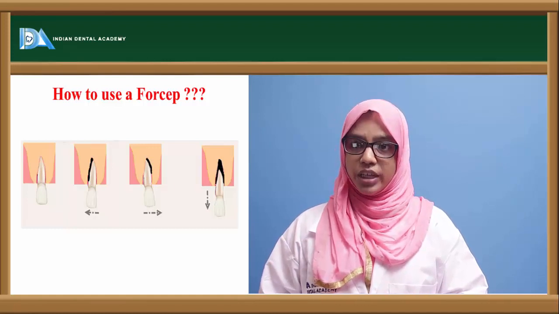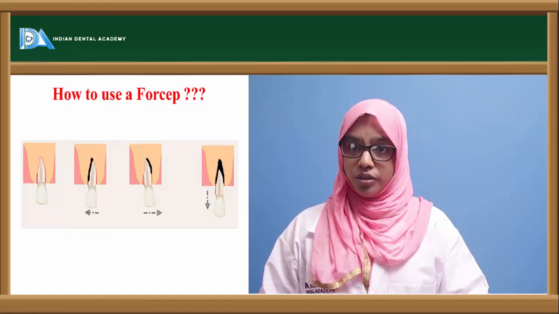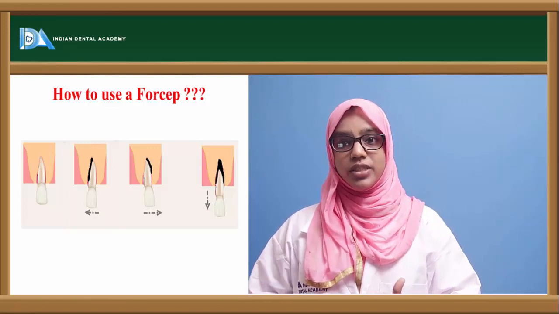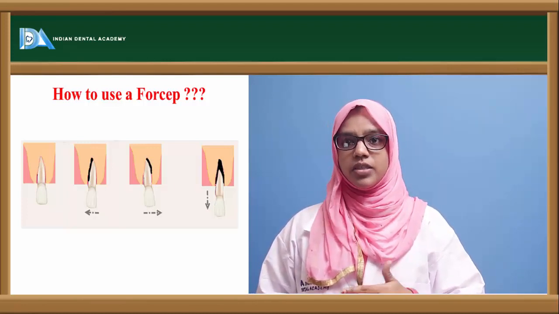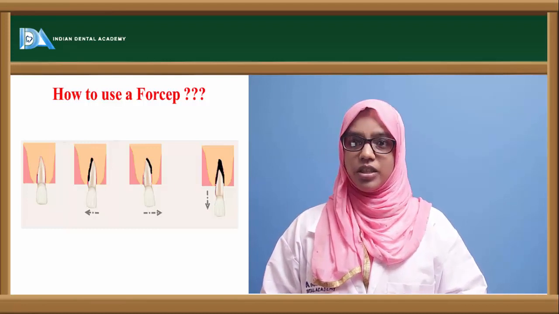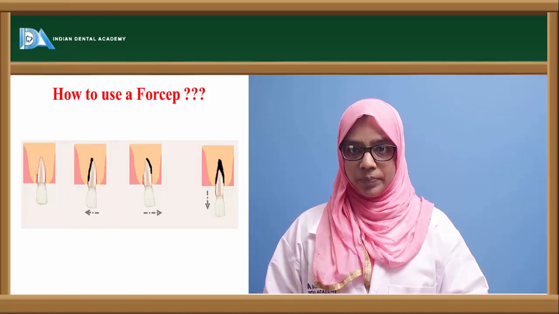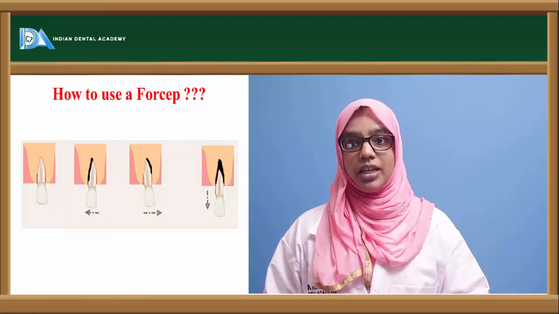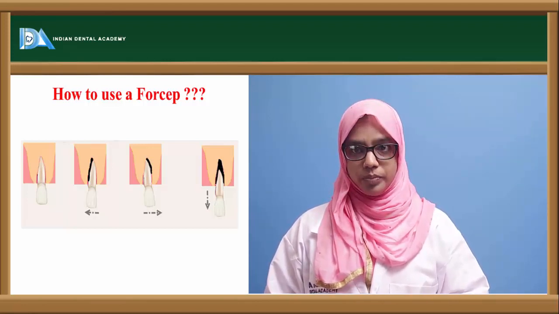When you move the tooth in the buccal direction, the root tip is deviated to the palatal or lingual direction. When you move it towards the palatal direction, the root tip is deviated to the buccal region. So there is a torquing movement that takes place. Now this torquing movement helps to break down the periodontal ligament and cause the tooth to pop out.